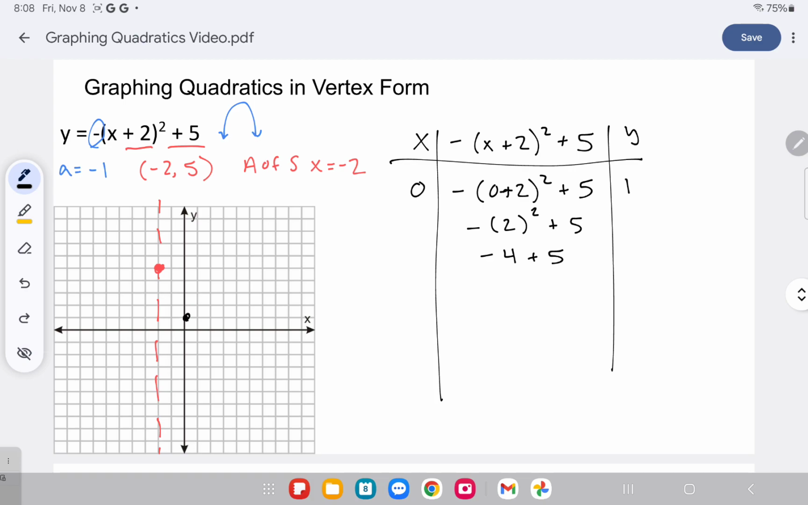So I've got a point at 0, 1, and when I reflect that point, I also get a point at negative 4, 1. And I like to plug in points that are pretty close to the axis of symmetry, so I'm also going to plug in negative 1. When I plug in negative 1, I do the parenthesis first to get 1. 1 squared is 1. Then we're going to make it negative. Plus 5 is 4. So negative 1, 4. And I can reflect that to get the point negative 3, 4 as well to finish up my 5 points for my quadratic.